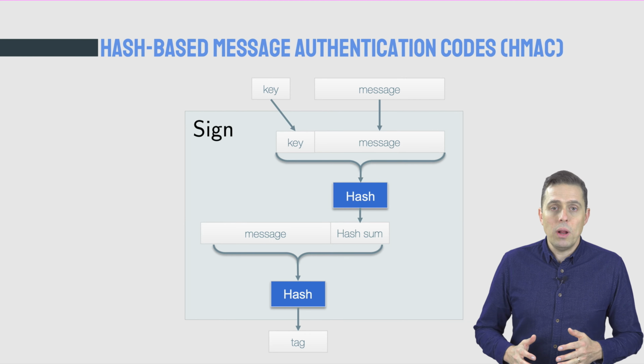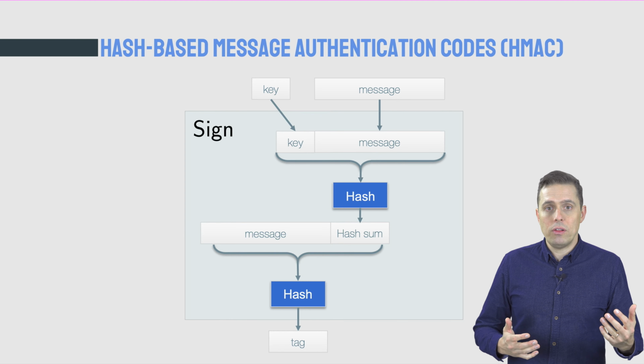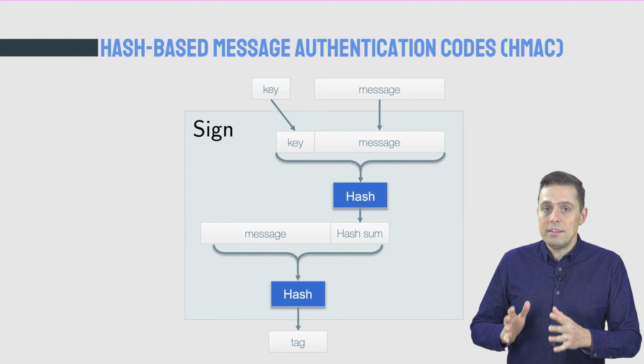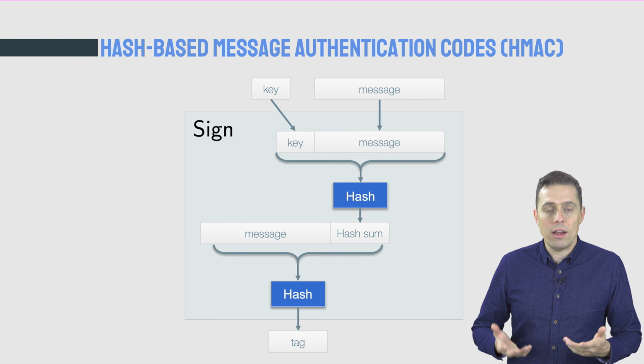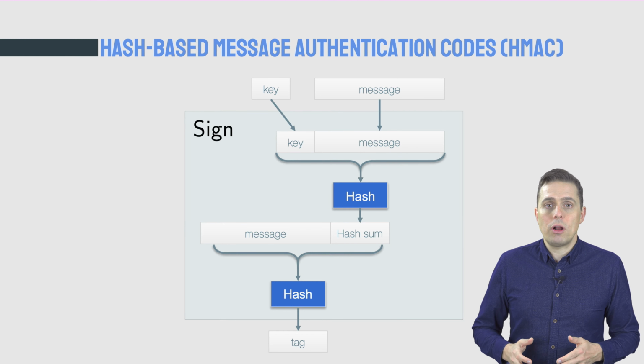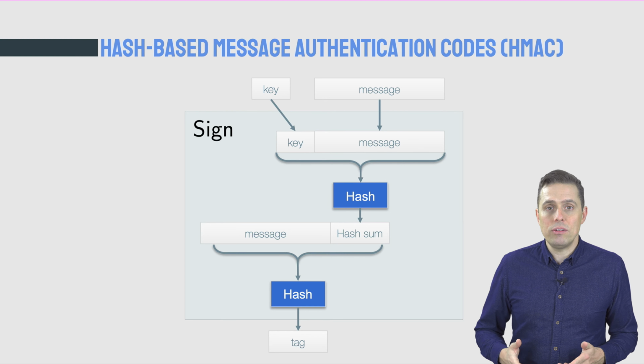But what we can do is take the key and stick it at the front of the message and hash that, and take that result and stick the message in front of it and hash that to create our MAC tag. This construction is known as a hash-based message authentication code, or HMAC.